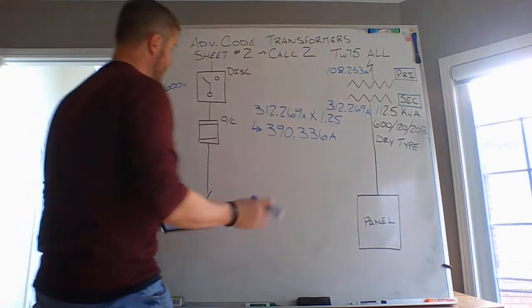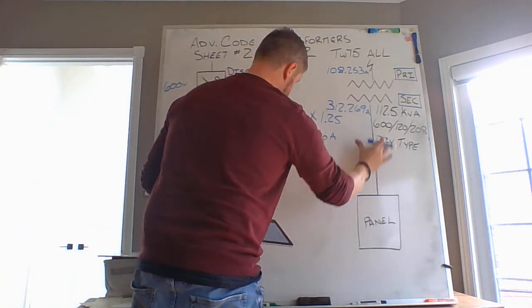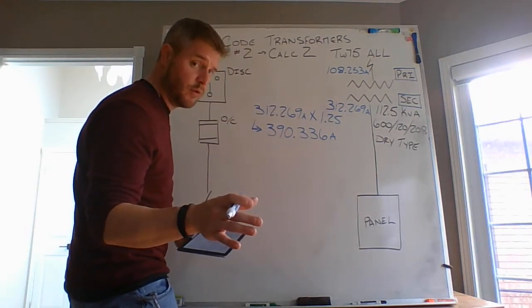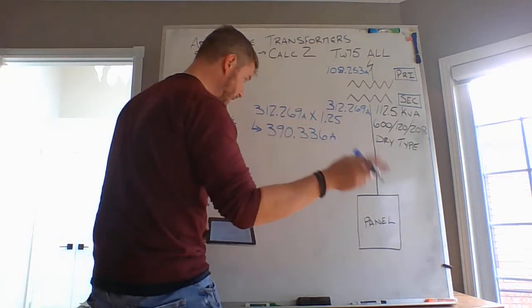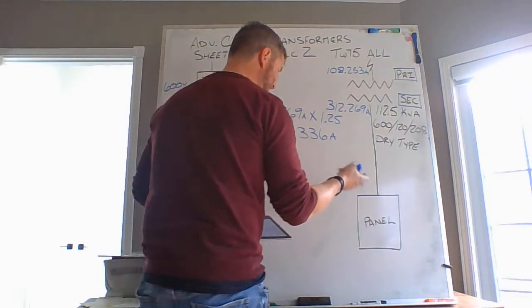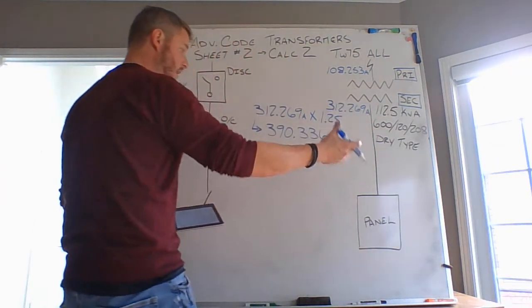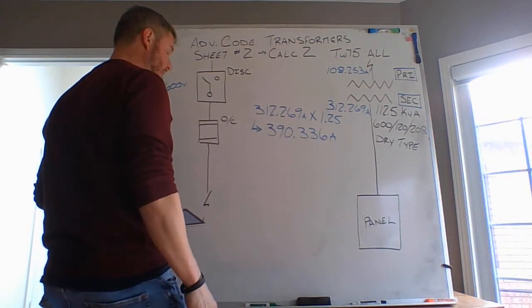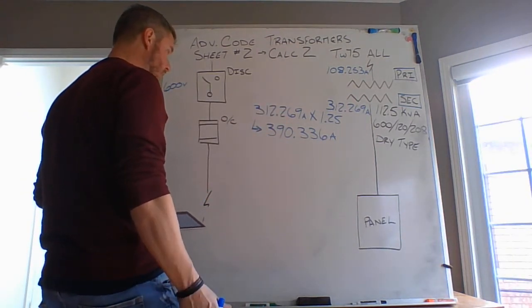Now, like I said, it's not uncommon to have a fuse on this side. In this case, it's not necessary, but watch for that on the CEC. Okay? Watch for that on the CEC. 390.336 amps on the secondary side for this specific transformer, rated at 112.5 kVA, 120/208 volt output.